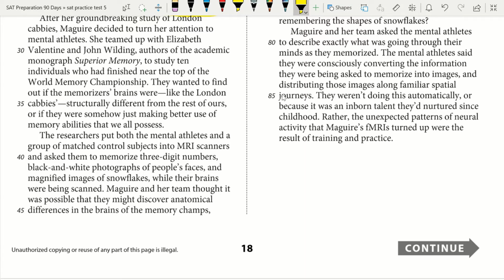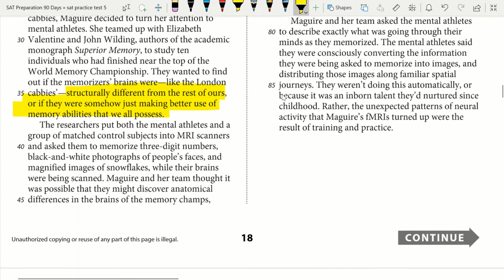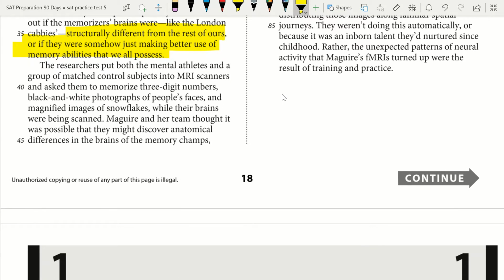They wanted to find out if the memorizers' brains were, like the London cabbies, structurally different from the rest of ours, or if they were somehow just making better use of the memory abilities that we all possess. The researchers put both the mental athletes and a group of matched control subjects into MRI scanners and asked them to memorize 3-digit numbers, black and white photographs of people's faces, and magnified images of snowflakes while their brains were being scanned. McGuire and her team thought it was possible that they might discover anatomical differences in the brains of the memory champs.